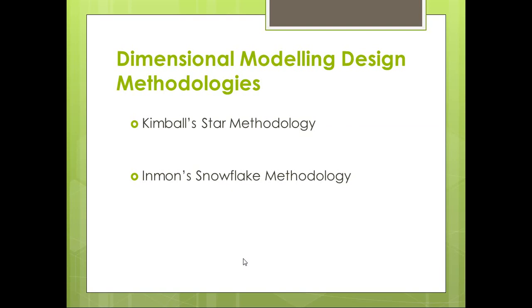The Inmon snowflake methodology could have dimensions that don't have to be directly connected to the fact table. Dimensions could be connected to other dimensions. What this means is that Kimball's star methodology, since it contains direct joins or relations to the dimensions, tends to perform faster than Inmon's snowflake methodology, which is connected to dimensions indirectly. So while Inmon's snowflake methodology could result in smaller data warehouses, Kimball's star methodology will perform faster.